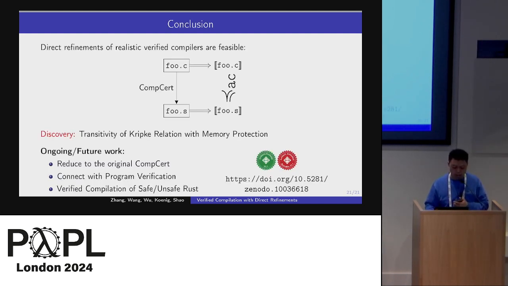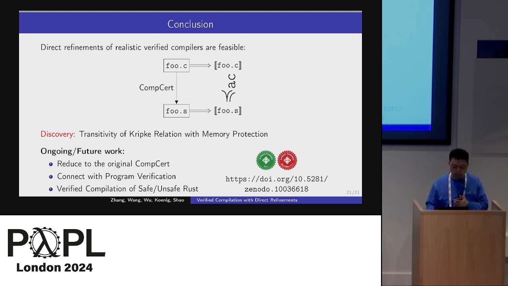Okay, so this is the work we have done. We developed a version of CompCert with the direct refinement. So we show that direct refinement for realistic verified compilers is possible. The key discovery is that the Kripke relation with memory protection is intransitive and applies to all the compiler passes. And I think this kind of relation is quite general and can be applied to other compiler verification projects. All the artifacts are online, and you can check them out.